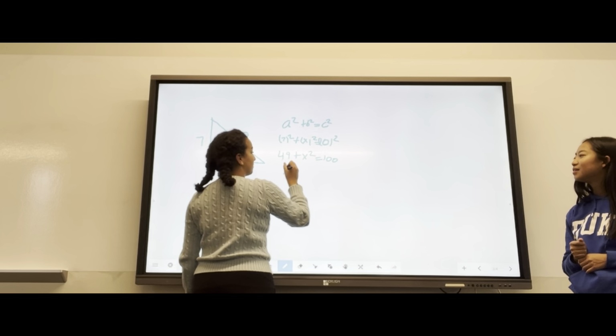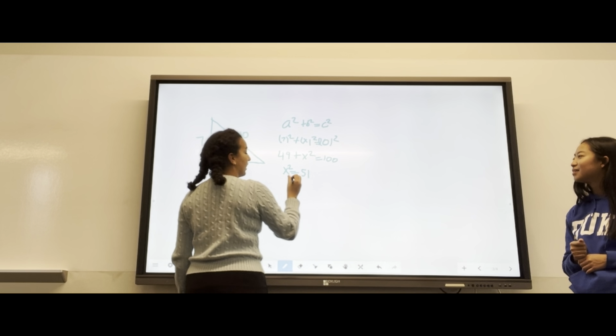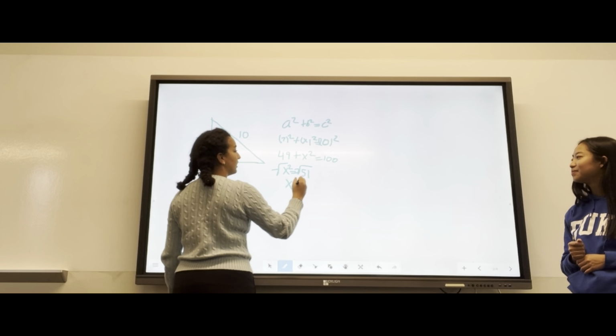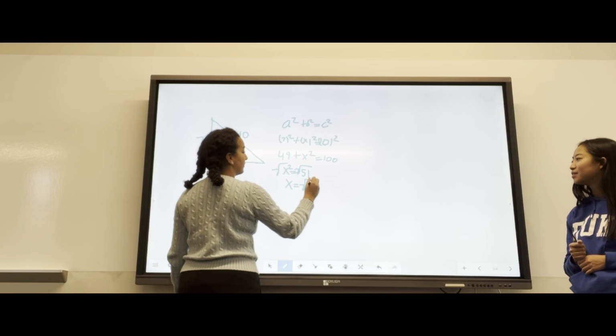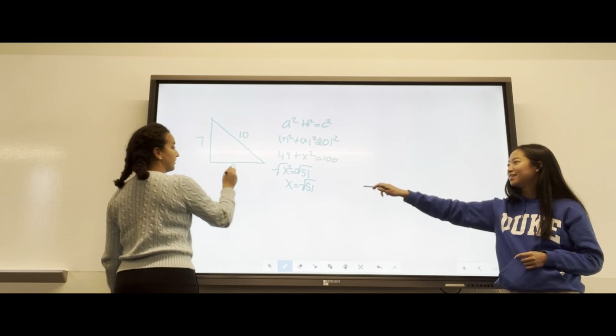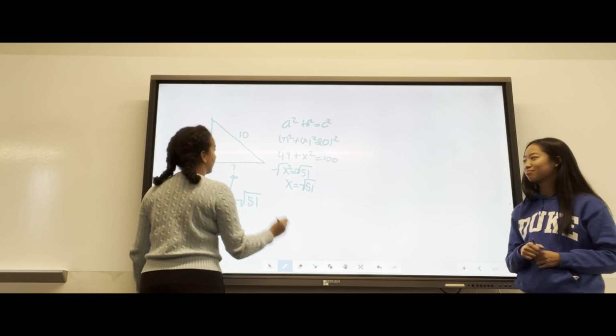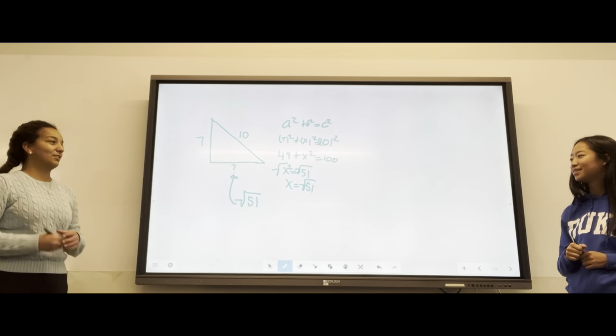We have x squared equals 51, and then we take the square root, and we get x equals root 51. So this is a reminder that the answer does not have to be a whole number, it can be a square root. Now, can't this be easier? Let's go to some triples.